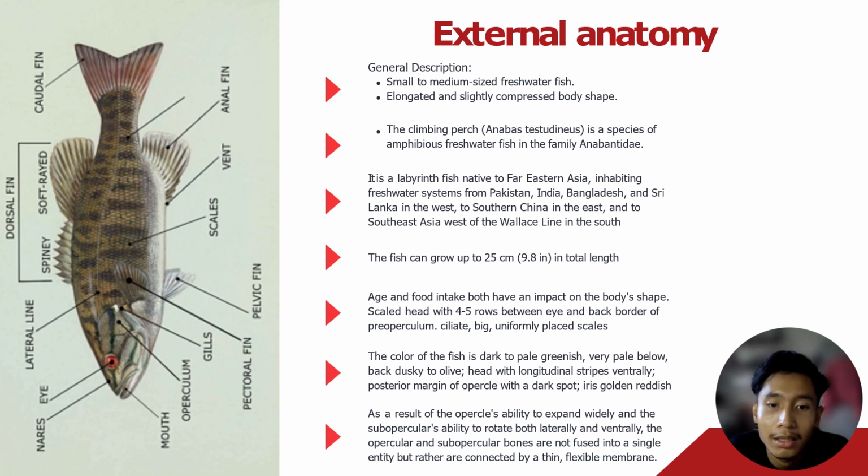Age and food intake both have an impact on the body shape. Scale head with 5 rows between eyes and the back border of the preoperculum. Ctenoid, big, uniformly placed scales. The color of the fish is dark to pale greenish, very pale below, back dusky to olive, head with longitudinal stripes ventrally. Posterior margin of opercle with dark spot, iris golden reddish.